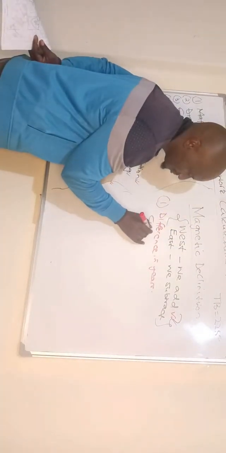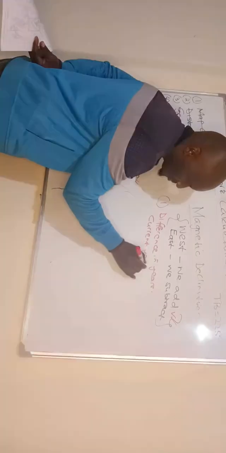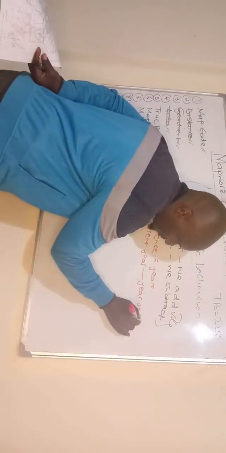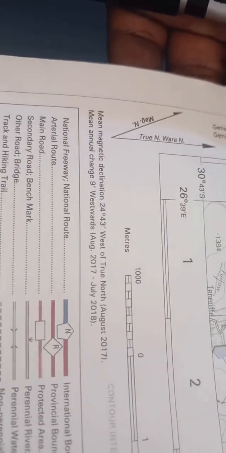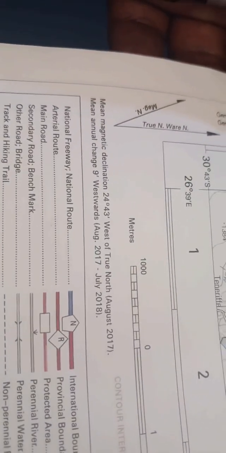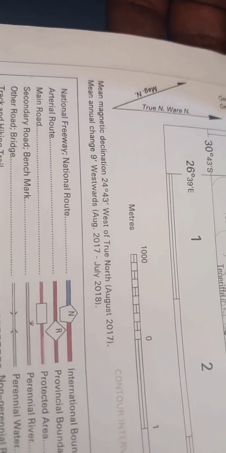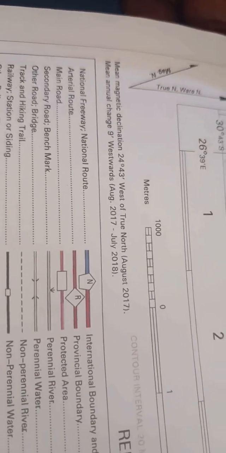We use the current year minus the year on the map. So what do I mean by that? The year that we'll use on the map is what? If you can check on this map, which year do we use? Which map do we use? Which year do we use here?